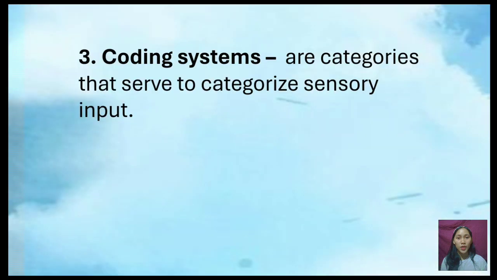The third and last category is coding systems. These are categories that serve to recognize sensory input. People interpret the world largely in terms of similarities and differences.